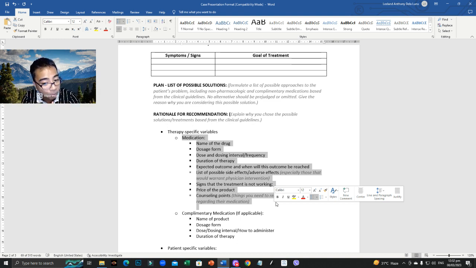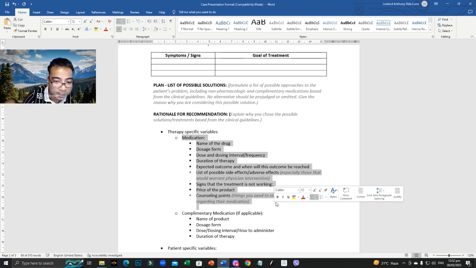Ano expected outcome when it comes to this outcome? And when will this outcome be reached? So, expected outcome, halimbawa, kung yun ay fever, alleviation of fever. Alright, gaano katagal? Could be 3 days. Depende. Okay, makikita nyo naman yun sa clinical guidelines natin. List of possible side effects or adverse effects, especially those that would warrant physician intervention. So, dito nyo kasi lilista yung mga possible side effects ng bawat gamot.